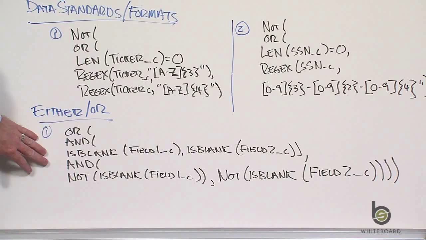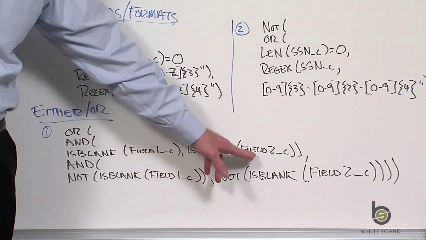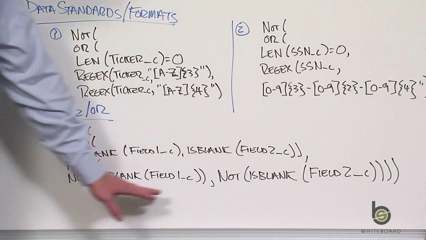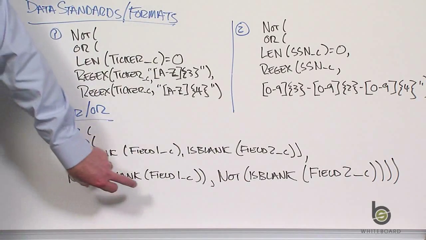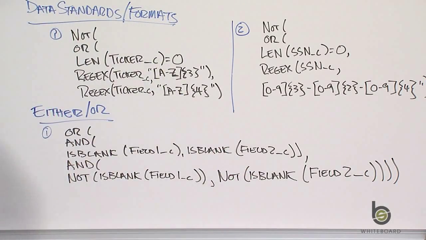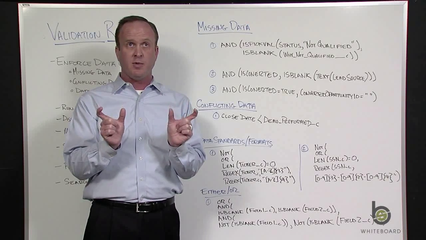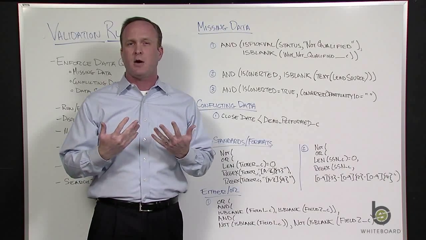So what this expression is saying is either field 1 is blank or field 2 is blank. If that is true, or if both of those fields are blank, we're going to block the save. But if both fields are populated, we put a NOT statement in front of our IS BLANK. So basically, field 1 is populated and field 2 is populated. If that's the case, we're also going to stop the save. So that's an interesting use case: neither field can be blank and neither field can be populated. We want either or. That kind of wraps up this one.